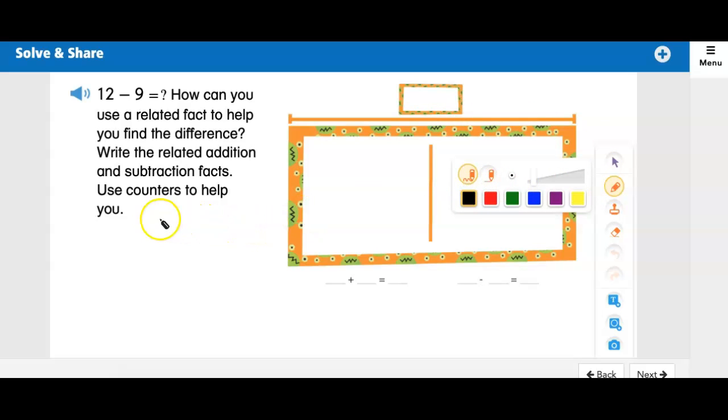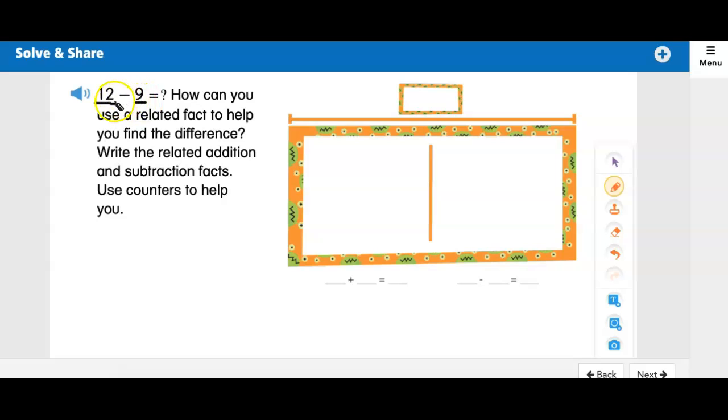So if you don't have counters at home, that is perfectly okay. I can show you how to just make some little marks on your paper, but if you have counters, you're more than welcome to use them. So our equation says 12 minus 9 equals question mark. Well, for our whole chart, we want to write our whole in the small box at the top. Now, if you remember from yesterday, we talked about when we are subtracting, we put our whole at the front of our equation. So our whole, is it 12 or 9?